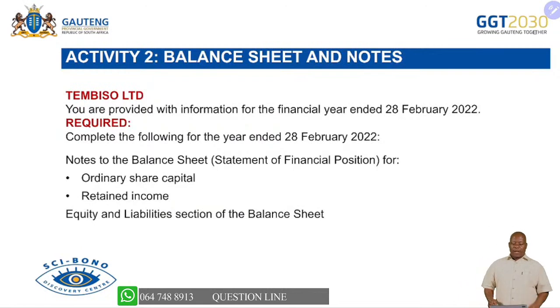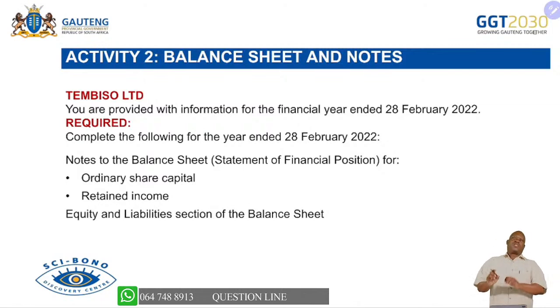Let's move on to the second part, the balance sheets and notes. Now, please look at this for me. It's saying, you are provided the information for the financial year ended 28 February 2022. So this is the same question from the one that we have been doing, but only now we are looking into the balance sheet. So the balance sheet always comes with notes. So you see, whenever you say tangible assets or fixed assets, note number 3. When you go down, when you say inventories, note number 4.